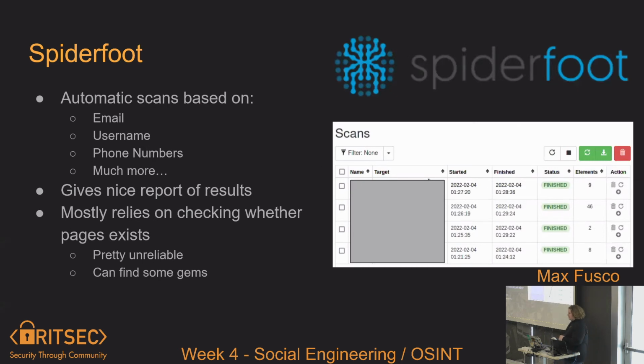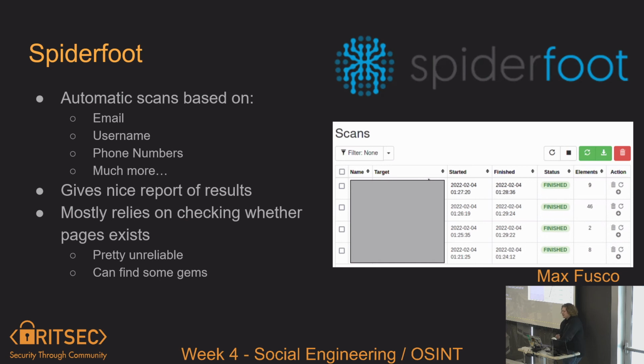Spiderfoot. This is probably one of my favorites, just because I learned about it and it integrates a lot. It automatically scans based on emails, usernames, phone numbers, and a lot more. This will basically do your work of Maltego and Shodan. It incorporates those ideas and the actual APIs for them, I believe, as well as a lot more, and does a lot of checking.